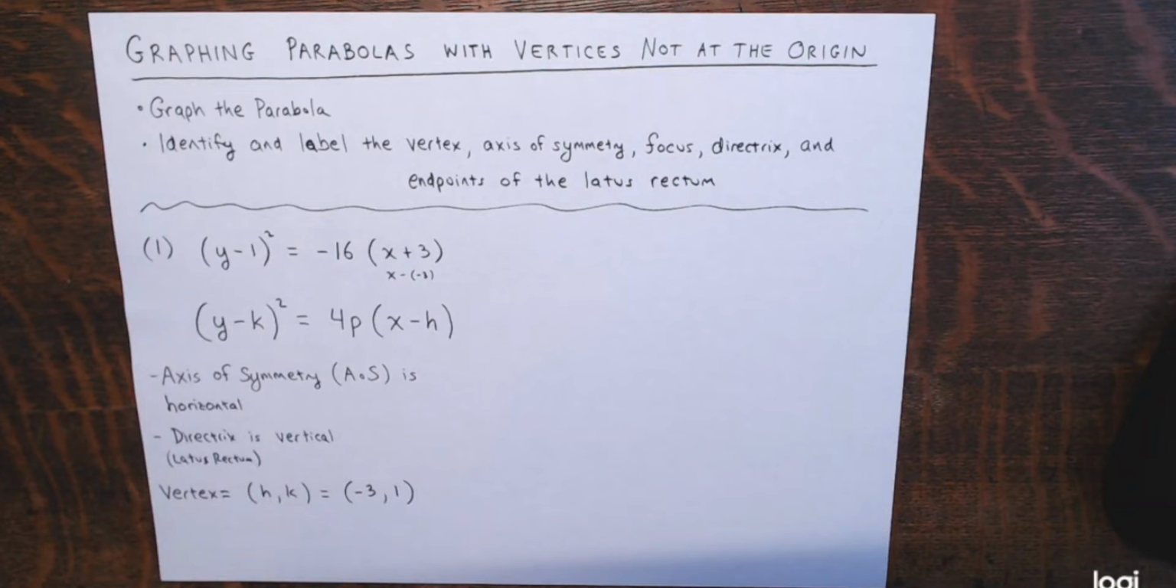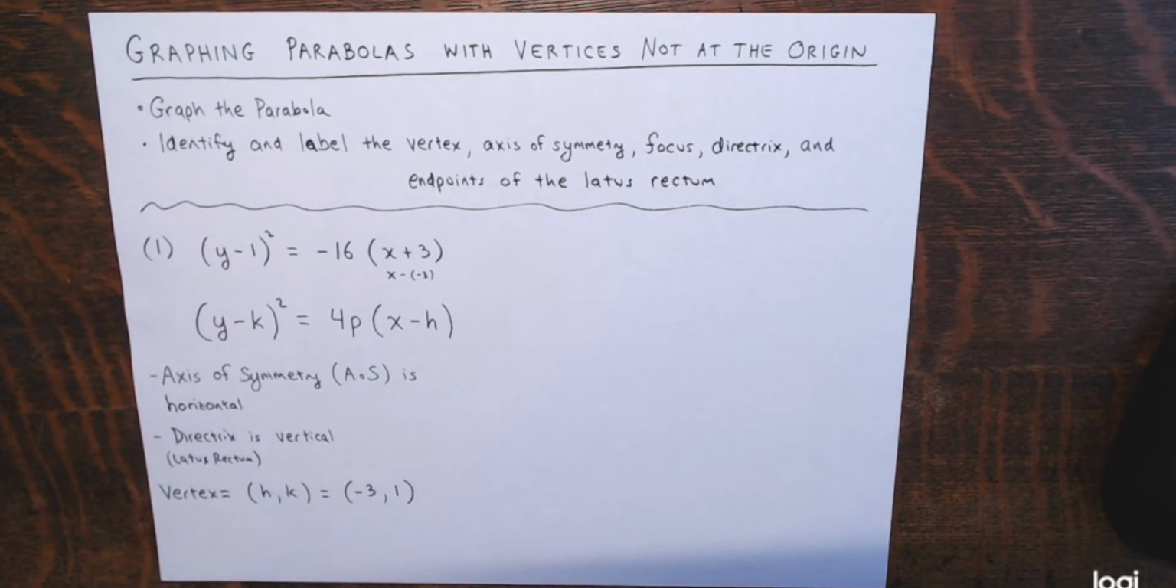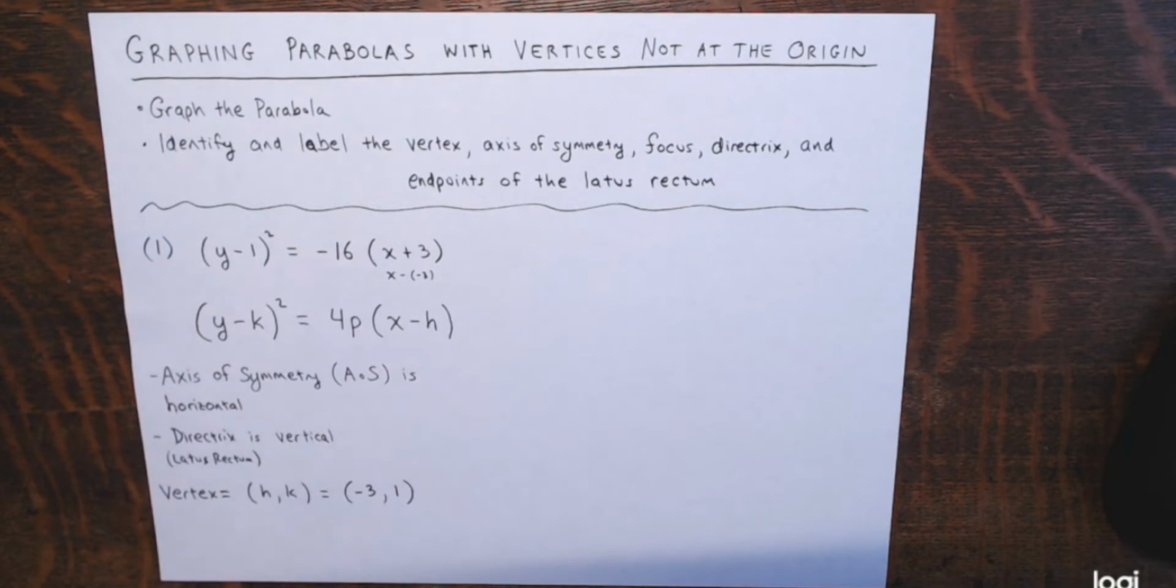Right, so the vertex of this parabola is negative 3, 1. Another way to think about h and k is what value of x and what value of y would need to be plugged in to give me 0 equals 0 when it's in standard form like this. So it would be negative 3 for x, 1 for y, I get 0 equals 0. And that's a true statement. This vertex is on the parabola.